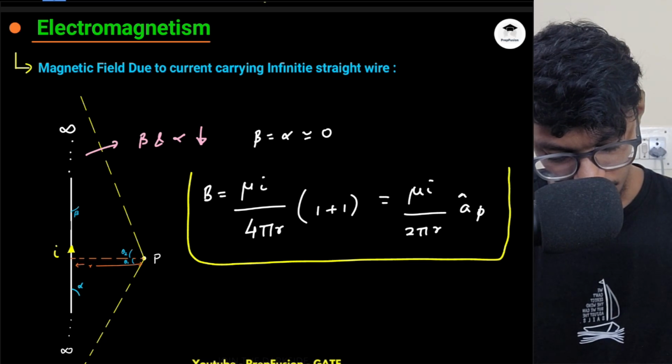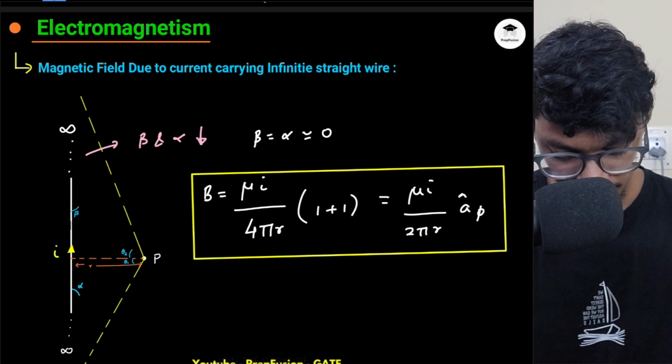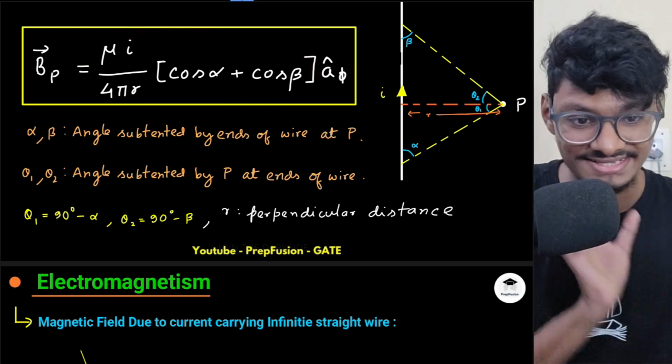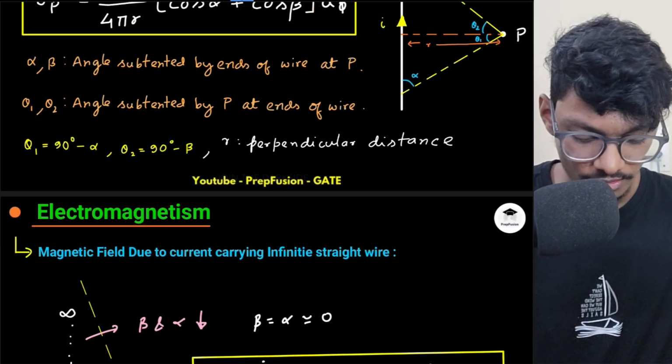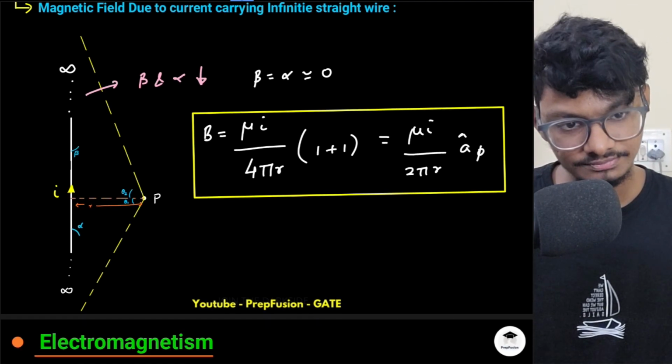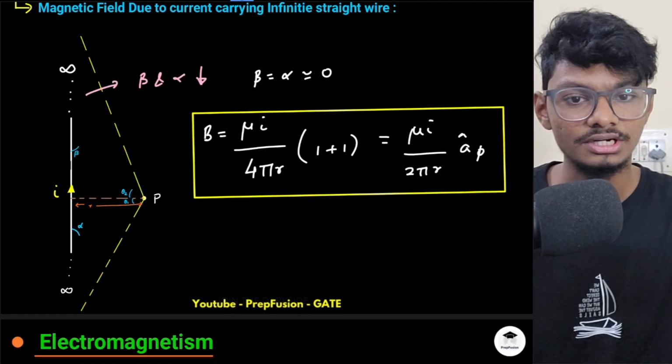Okay, but do you need to remember? No need to remember, just remember the main formula and all other expressions you will derive from this. All other edge cases I will tell you how to derive. Okay, so I hope you got this point. Now there is another edge case. What is the other edge case? The other edge case is due to a semi-infinite wire.